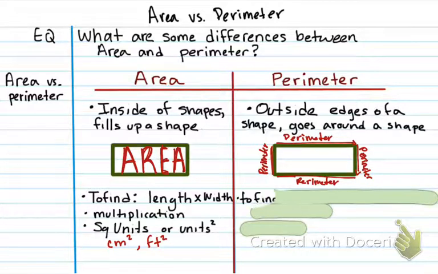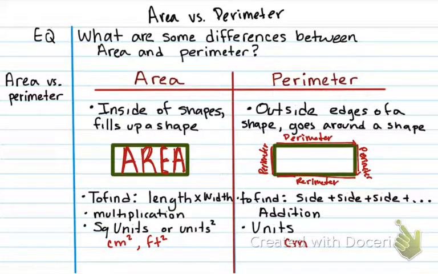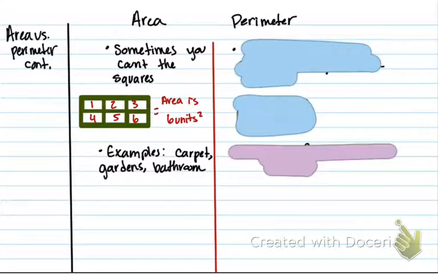Okay. To find it, we're not going to do multiplication. We're actually going to add the side plus the side plus the side. So we're going to add all the sides that it has. In this case, if we have like a square, we would add the 4 sides. Okay, we would do addition, not multiplication. And we just have units. So units will just be like centimeters, maybe feet. It doesn't have a square, right?